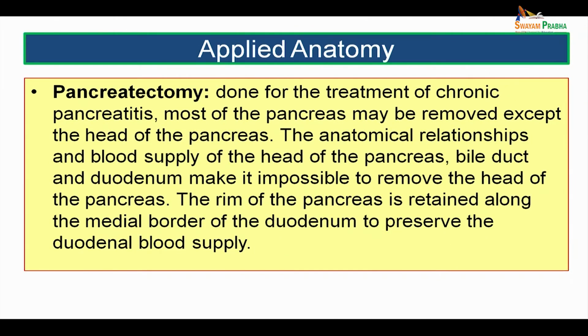Next, we see pancreatectomy. This is done for the treatment of chronic pancreatitis, wherein most of the pancreas may be removed except the head of the pancreas. The anatomical relationships and blood supply of the head of the pancreas, bile duct and duodenum make it impossible to remove the head of the pancreas, and that is why a rim of pancreas is retained along the medial border of the duodenum to preserve the duodenal blood supply.